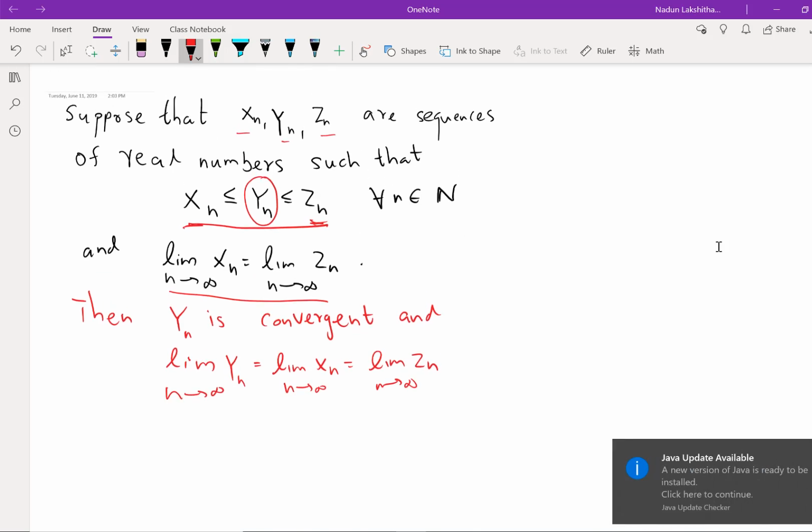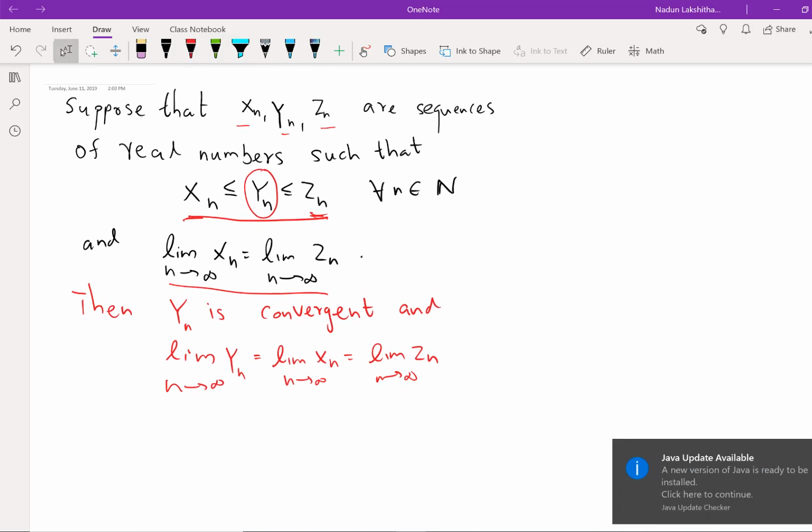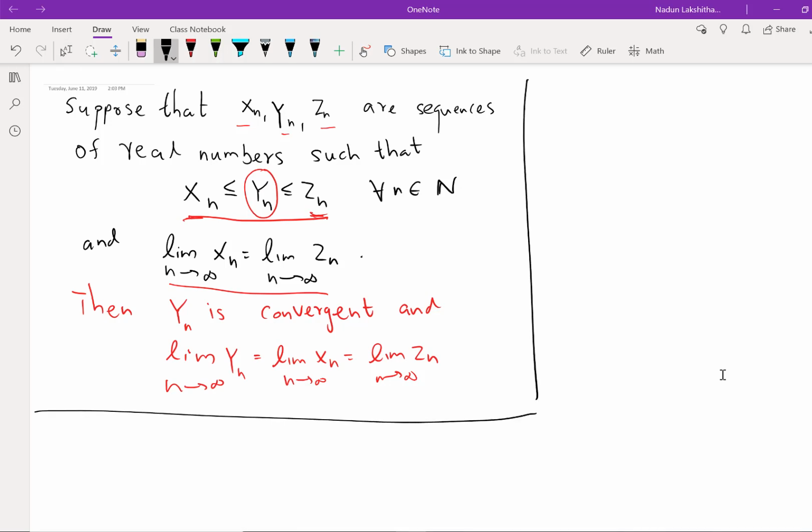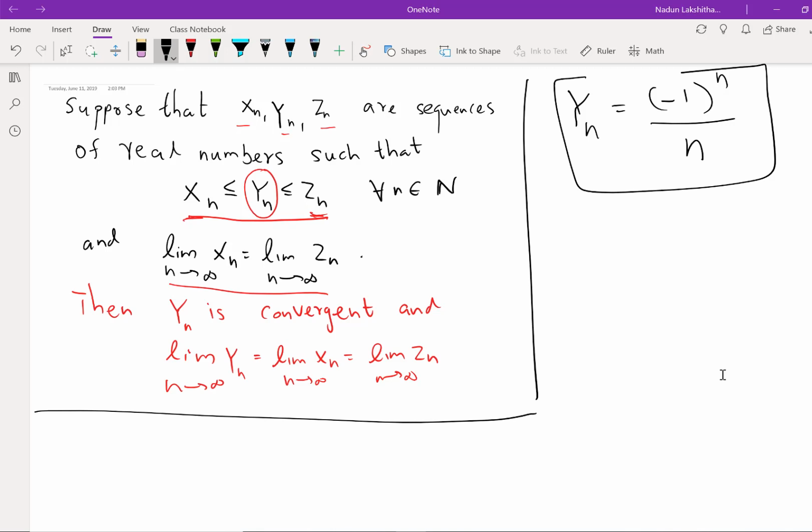Now how do we use the squeeze theorem? Well, we are given a sequence. Let's take an example. Let's say we are given yn, the sequence (-1)^n over n. So you are given this sequence and you pretend that it's very hard to find the limit, so we don't know the convergence or divergence.